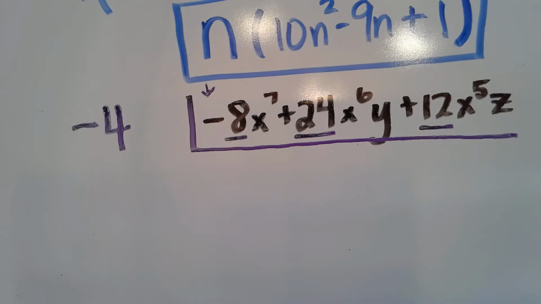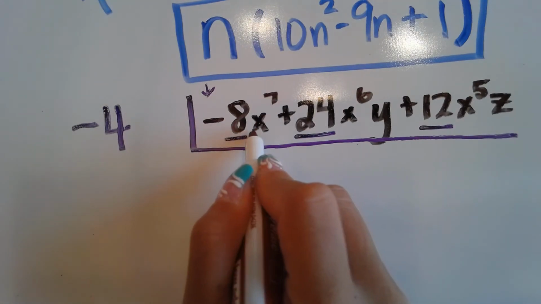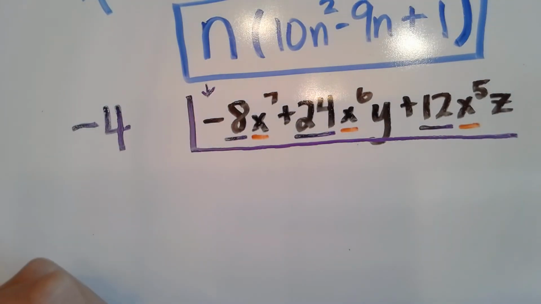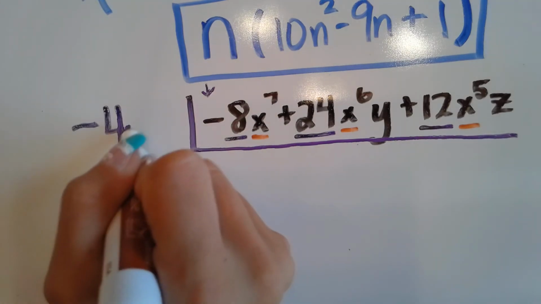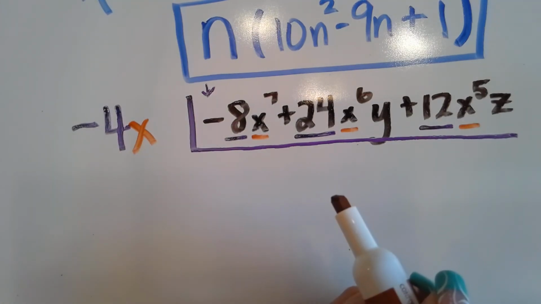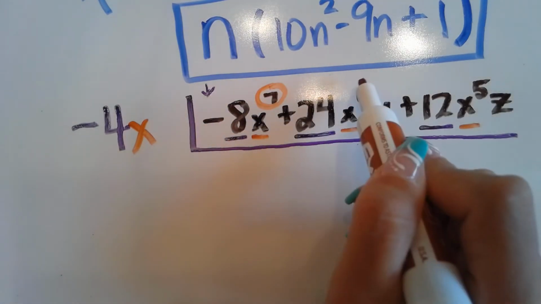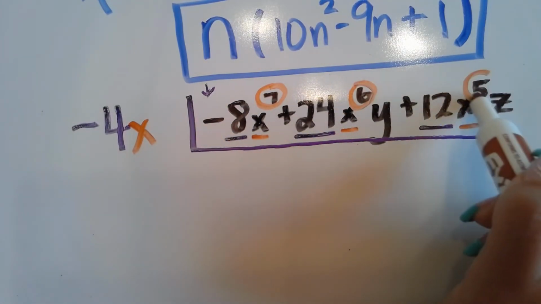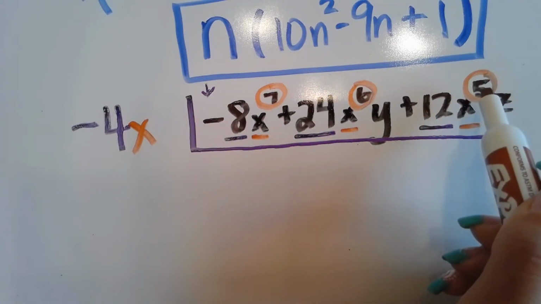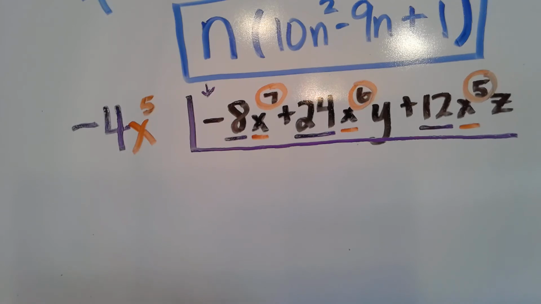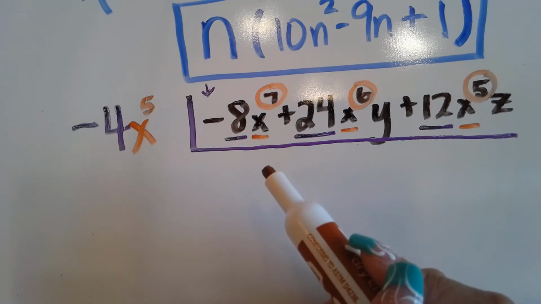What else do we see in here that they have in common? Let's keep looking at these. So I see that there's an x here, an x here, and an x here. So they all have an x in common, so let's go ahead and write x, and let's look at our exponents and see what our smallest exponent is. So we've got a 7 here, a 6 here, and a 5 here. So the smallest of these exponents is a 5, okay? X to the 5th. So we can safely pull that one out.